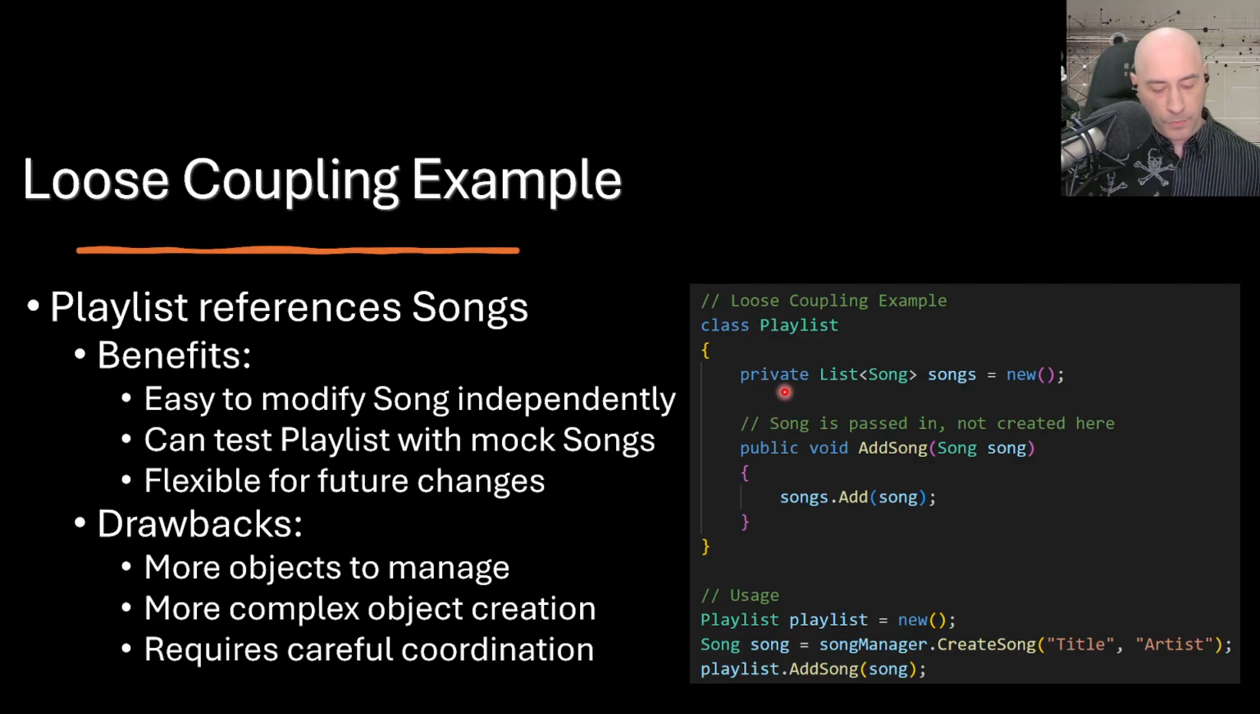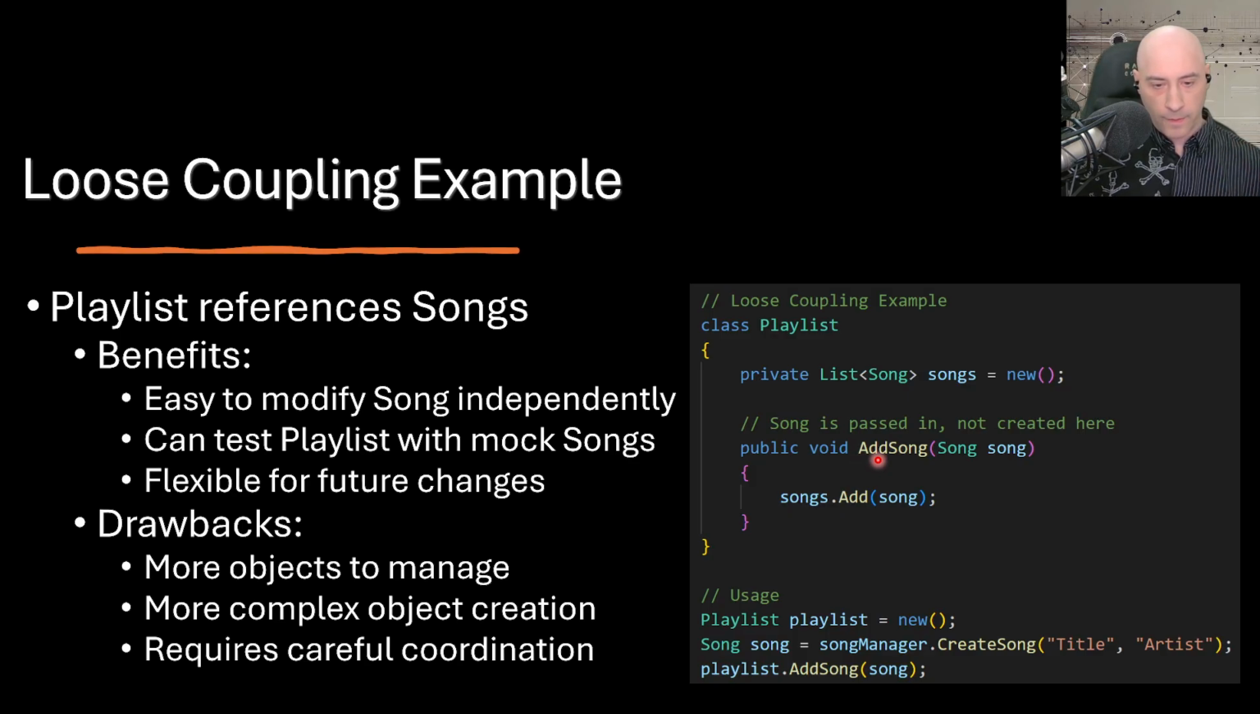But there are two ways that we could actually have them interact with each other. We could demonstrate some different levels of coupling. First, let's look at loose coupling. This approach has the playlist knowing about songs here, but it does not create the songs. Just like in real life, where a playlist doesn't create the songs, it just organizes them and manages them, but it does not actually create the song.